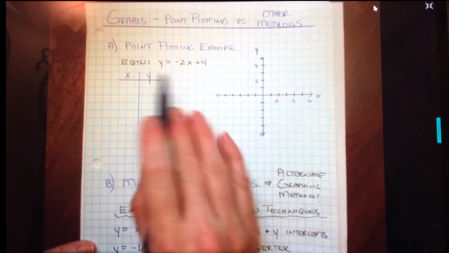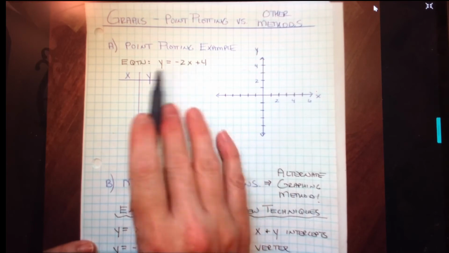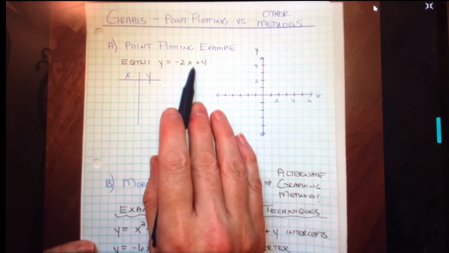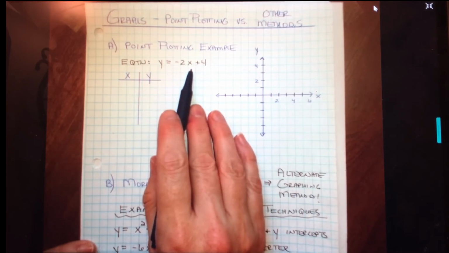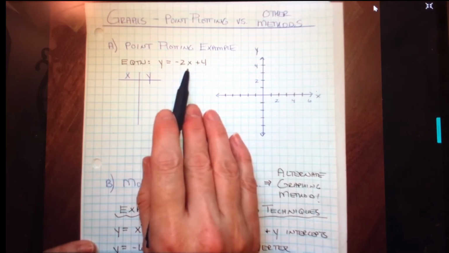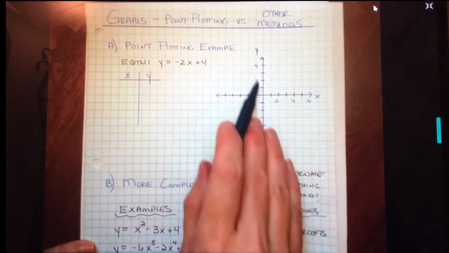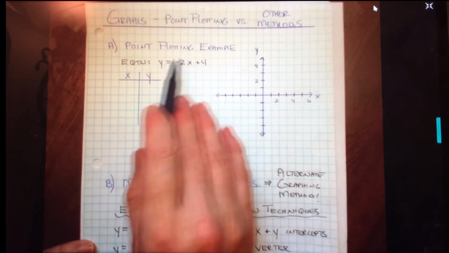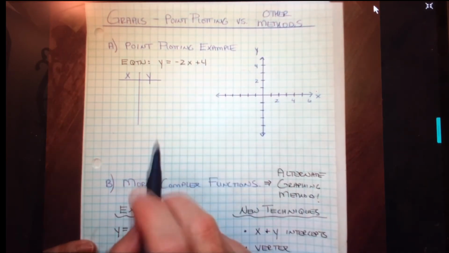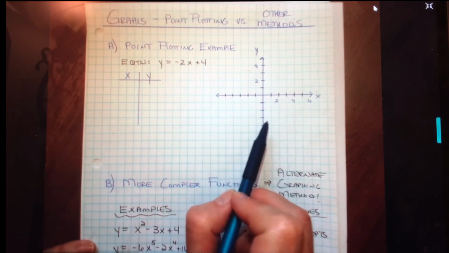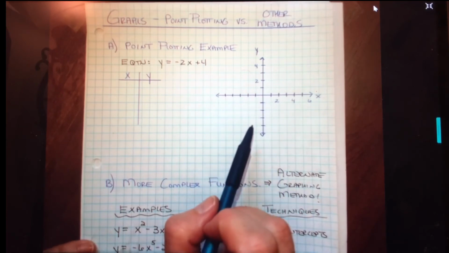Well, when you're graphing a linear equation, typically the expectation is that you need to choose at least 3 values for x. That way, once we have those 3 values chosen and we plug them in and we plot those points, it should look like a line. That's what happens when we graph a linear equation. It looks like a line. So if it doesn't look like a line, then we've made a mistake somewhere.